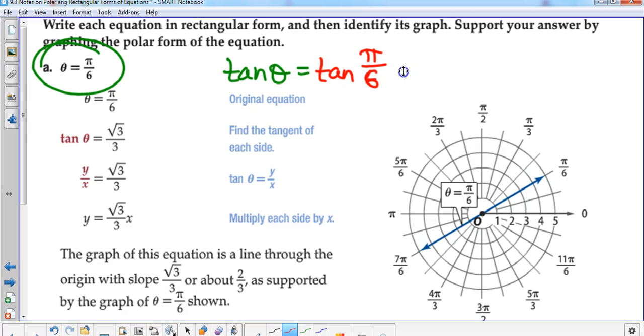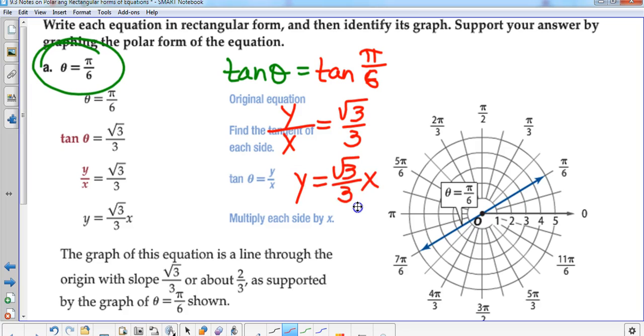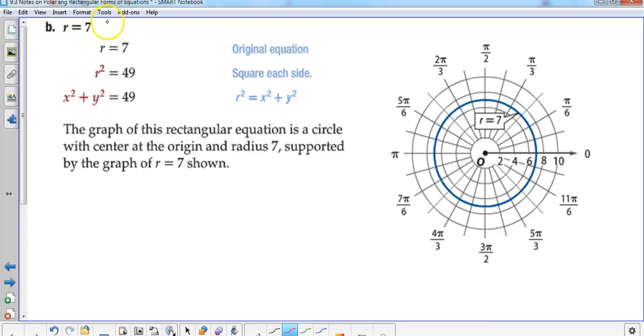Tangent pi over 6 is a value I can put in. It's square root of 3 over 3 when I look at my unit circle. And tangent is y over x, yes? So then I multiply the x over and I get square root of 3 over 3. It's icky. This one is way easier.